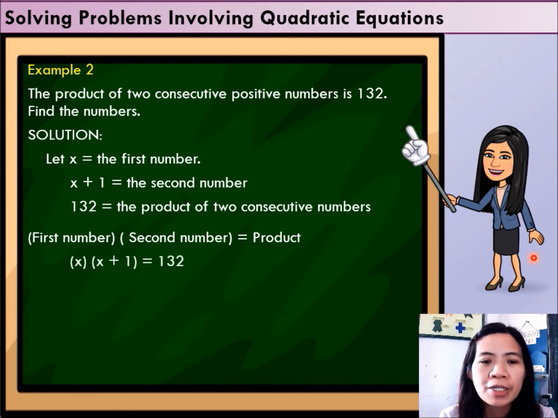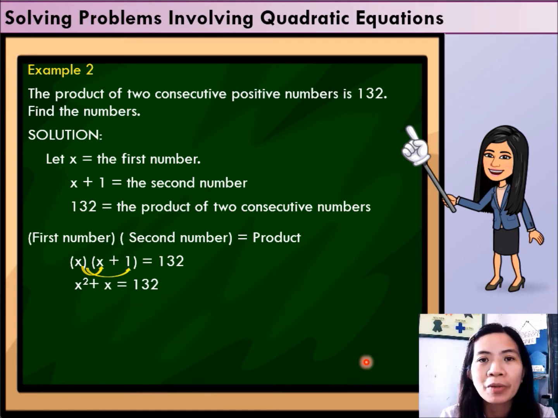So what is our first number? We use x. The second number is x plus 1. Multiply these two, equal to 132. Then we are going to simplify by using the distributive property first. So we have x times x, it will be x squared. Then x times positive 1 is positive x, equal to 132.